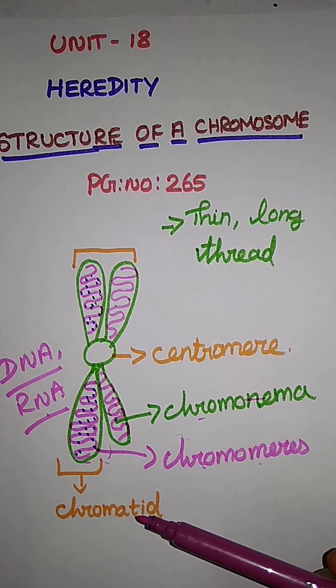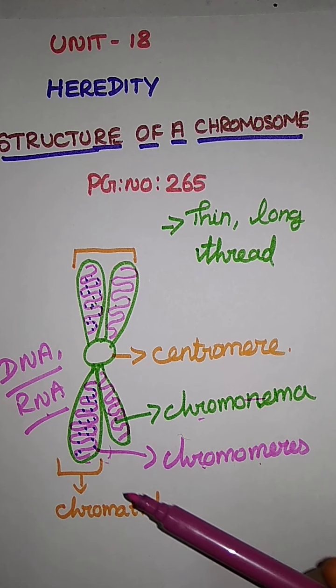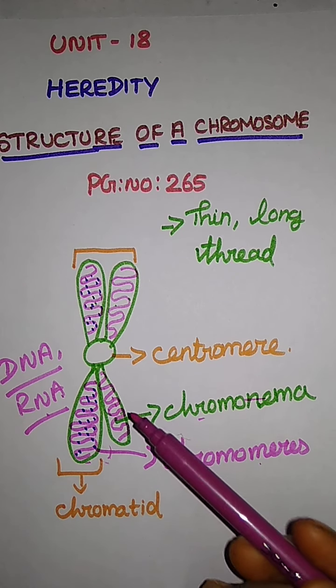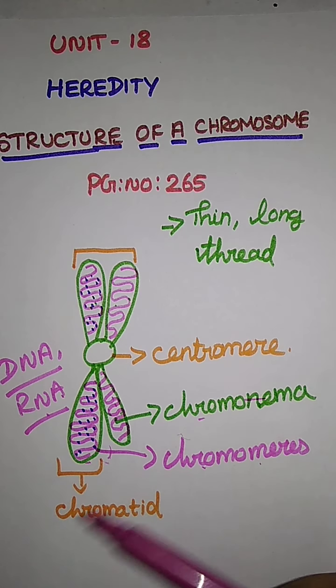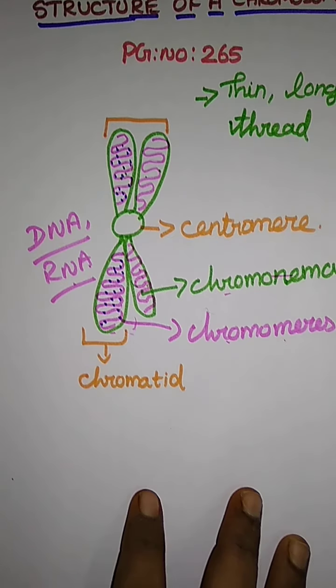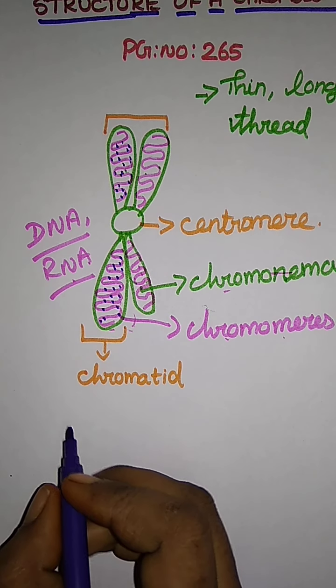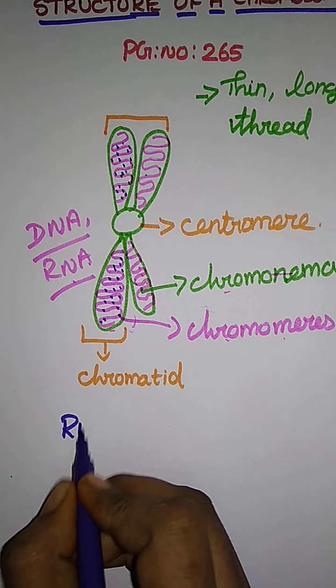And we know the next one, the regions of a chromosome. What regions of a chromosome are there? Not only this structure, they have other structures also, that is the regions of chromosome. Just write a topic for that, the regions of chromosome.